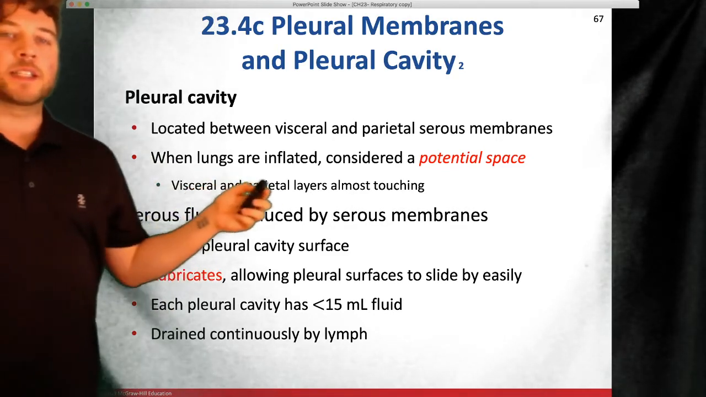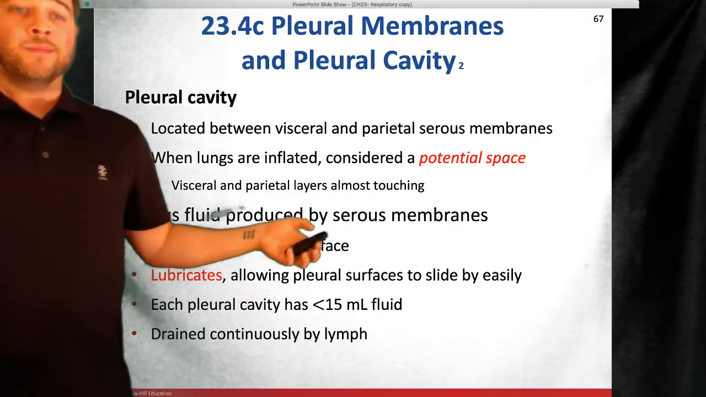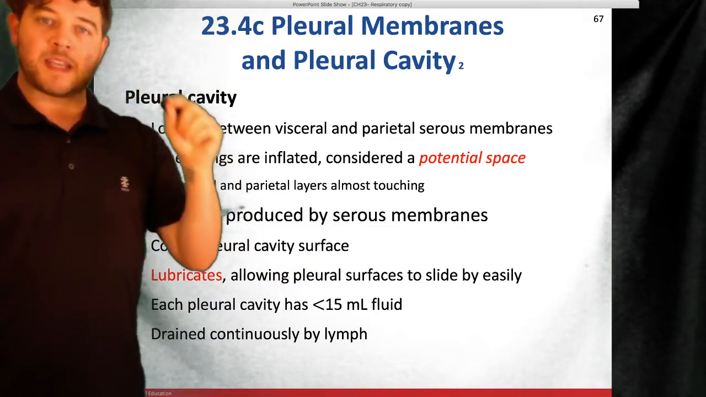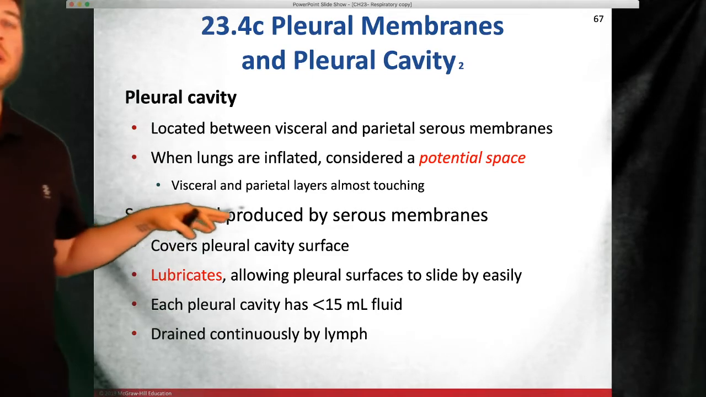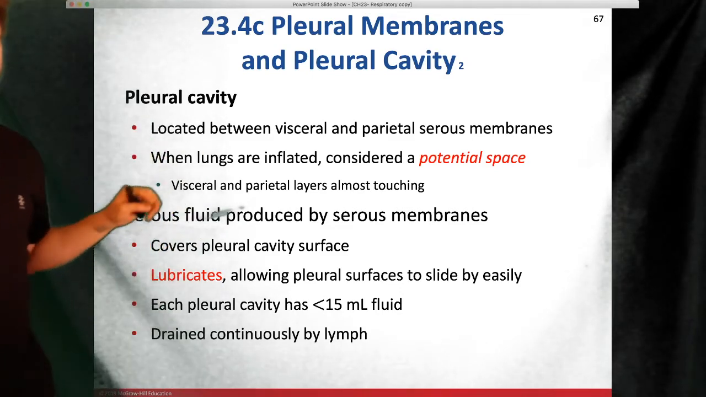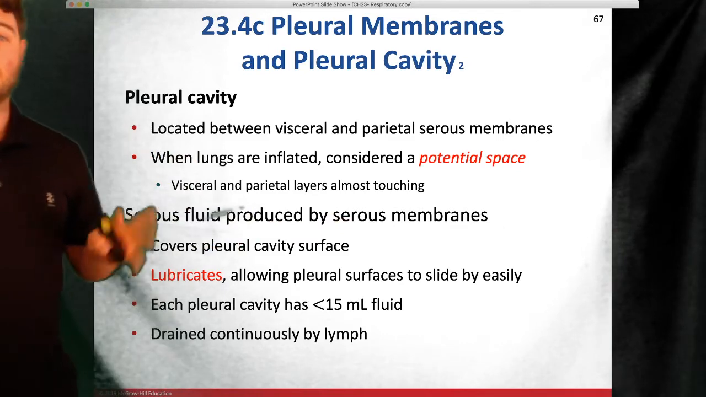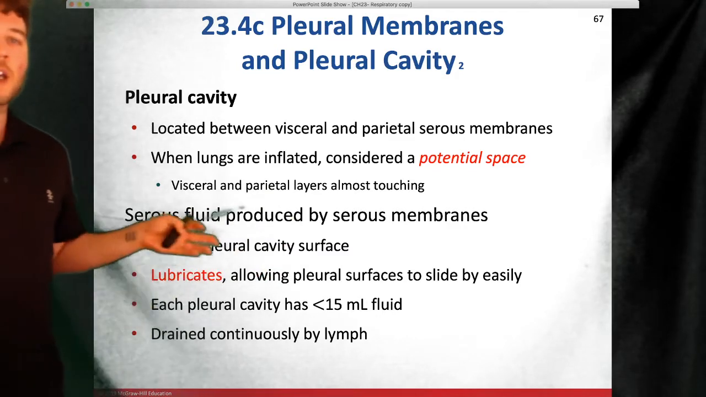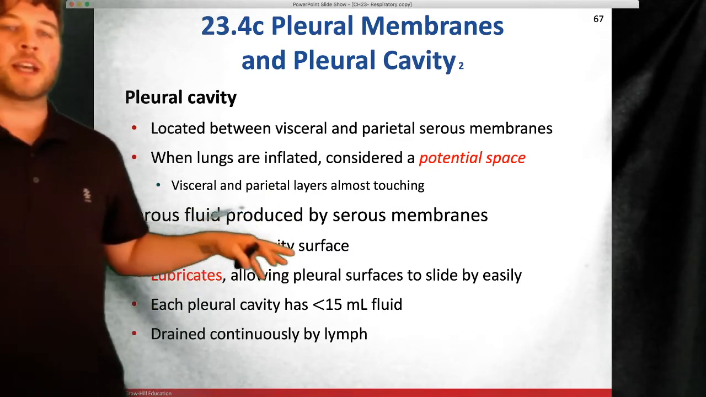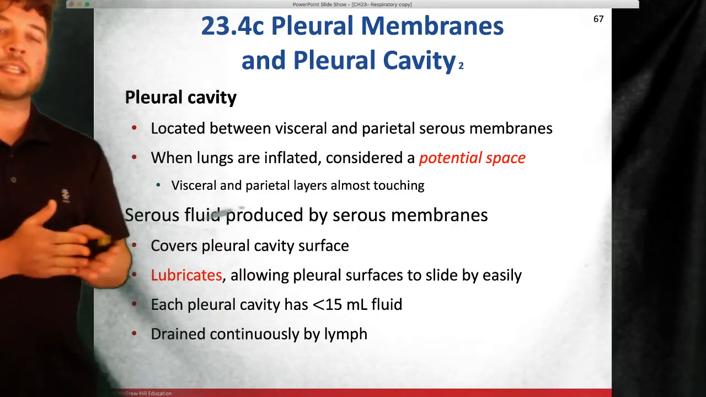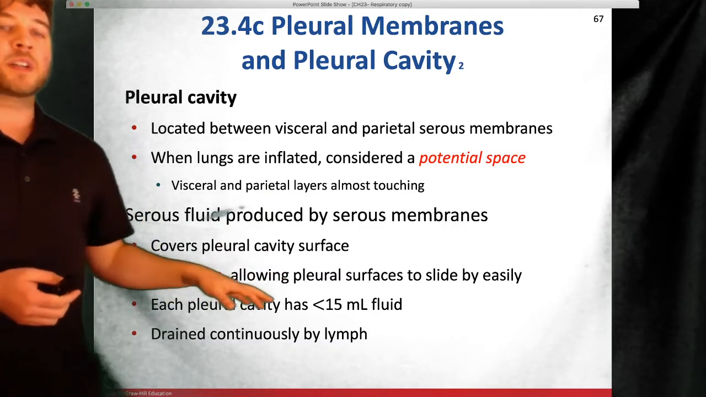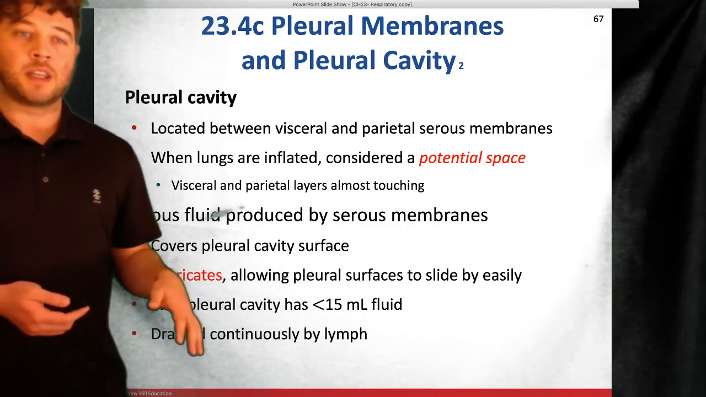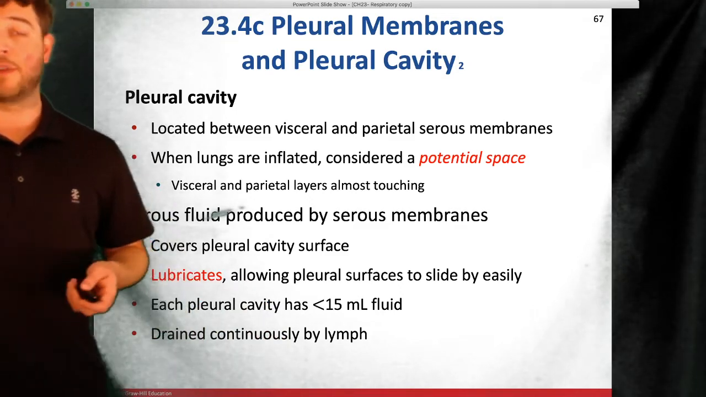When the lungs are inflated, it's considered a potential space. When you inhale, your lungs fill up and close that potential space. There is no space in the pleural cavity. When you exhale, there becomes slightly more space. The serous fluid is produced by serous membranes. Makes sense: mucous membranes produce mucus, serous membranes produce serous fluid. It covers the pleural cavity surface. It lubricates, allowing those pleural surfaces to slide over each other easily. Each pleural cavity has less than 15 mL of fluid, and it's continuously drained by lymph. If this starts to get backed up and fill up, it can be very bad for breathing.